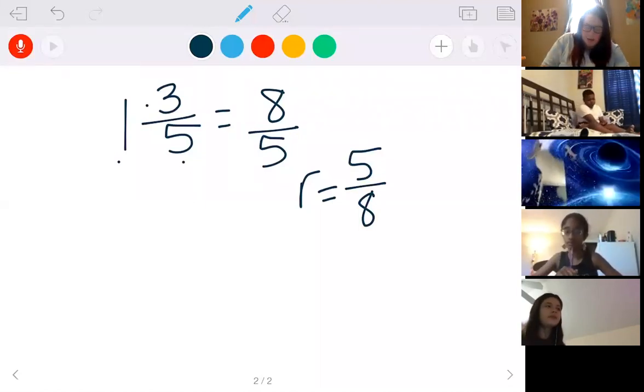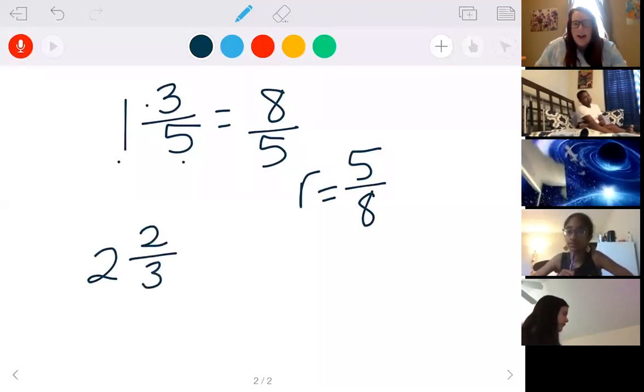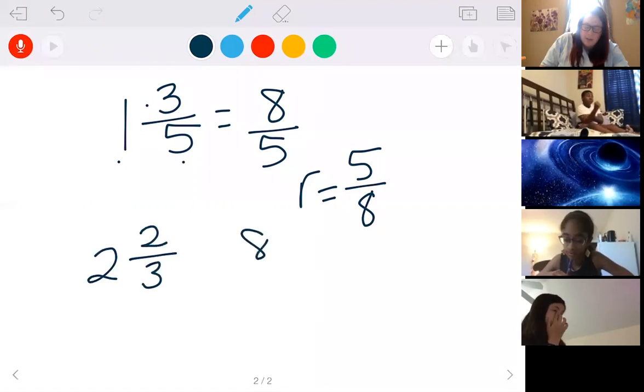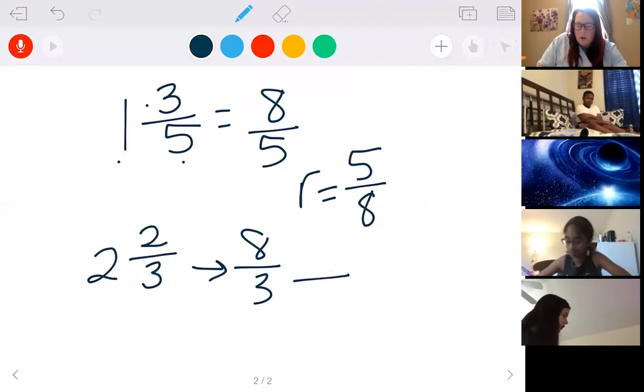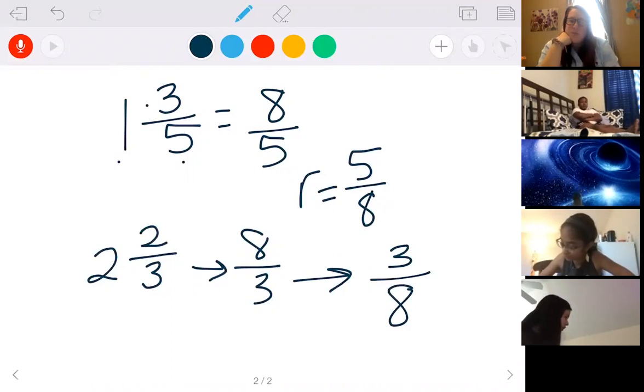So if I gave you 2 2/3 and I asked you for the reciprocal, I would do 3 times 2 is 6, plus 2 is 8/3, and the reciprocal would be 3/8. Okay, so just make sure that when you're doing a mixed number like that, change it to an improper fraction first, then flip it to the reciprocal. Okay.